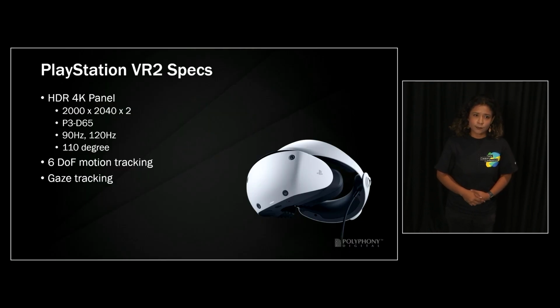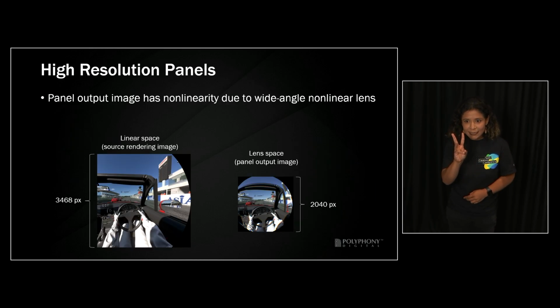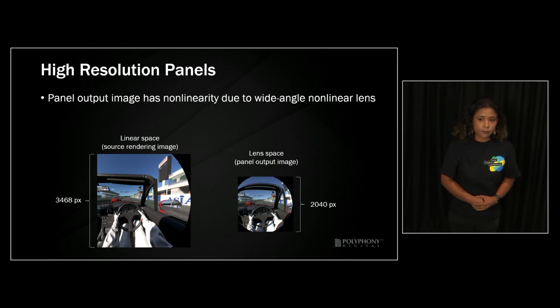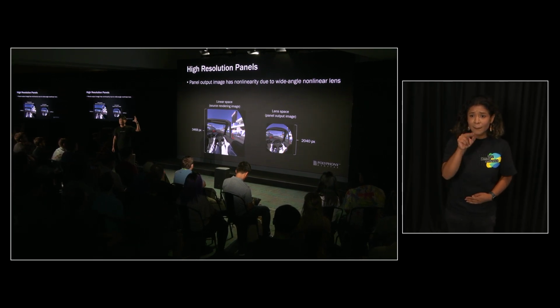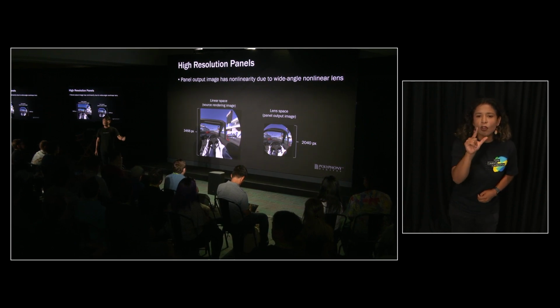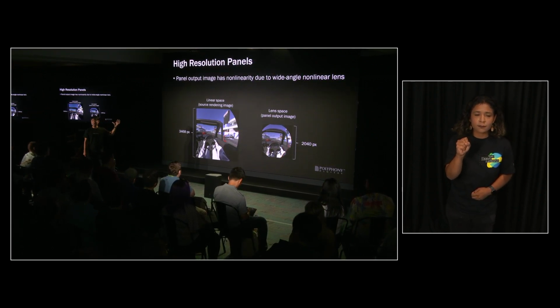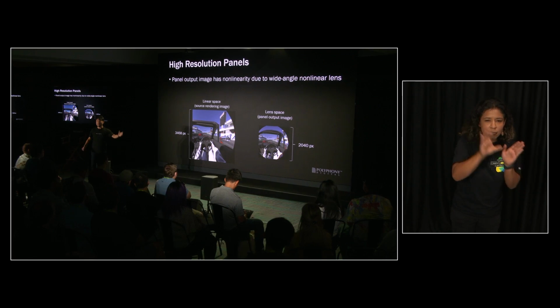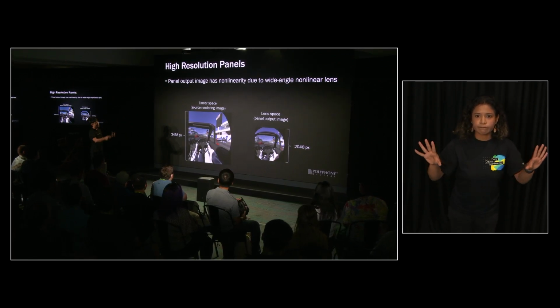First, let's look at the PlayStation VR2's hardware specs. PSVR 2 has an HDR 4K panel. It also has 6DOF motion tracking, and we can use gaze tracking features. The PlayStation VR 2 panel has a high resolution and is displayed to the user through a non-linear lens. The left image is the source image we need to render, and the right image is the panel output image.